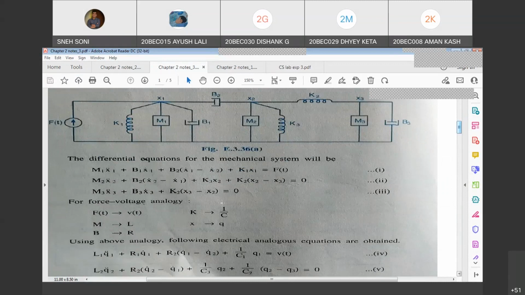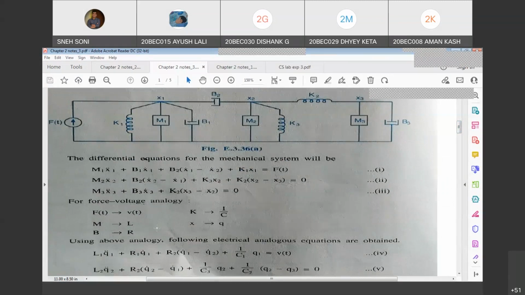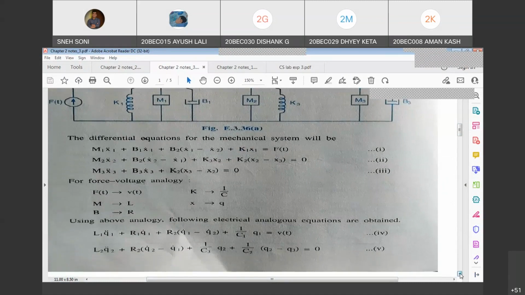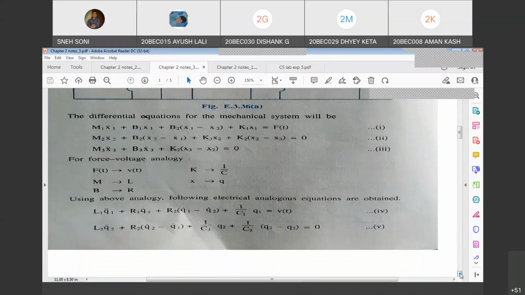So simply you do the replacement with force-voltage. You know the table: F to V, M to L, B to R, K to 1 by C, x to q, and x dot to i. I hope you recall this. So simply do the replacement, and you will get equations 4 and 5. Wherever you find q1 dot, q2 dot, you can put i1, i2, because i is dq by dt. Any doubt, students? Equations 4 and 5. Yes, it is easy, right?